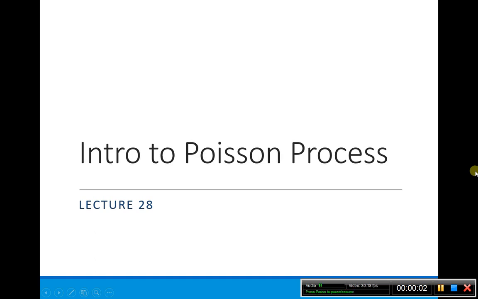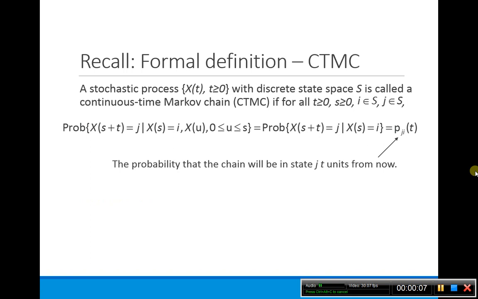This is lecture 28, and I'm going to introduce you to the Poisson process. Okay, so remember last time we talked about the continuous time Markov chain? Basically, a continuous time Markov chain is similar to the discrete time Markov chain in that it satisfies this Markov property here, and you have this probability of being in state j, t units from now, given by this P_ij, which depends upon how much time has elapsed. And so now we're talking about continuous time instead of discrete time intervals.